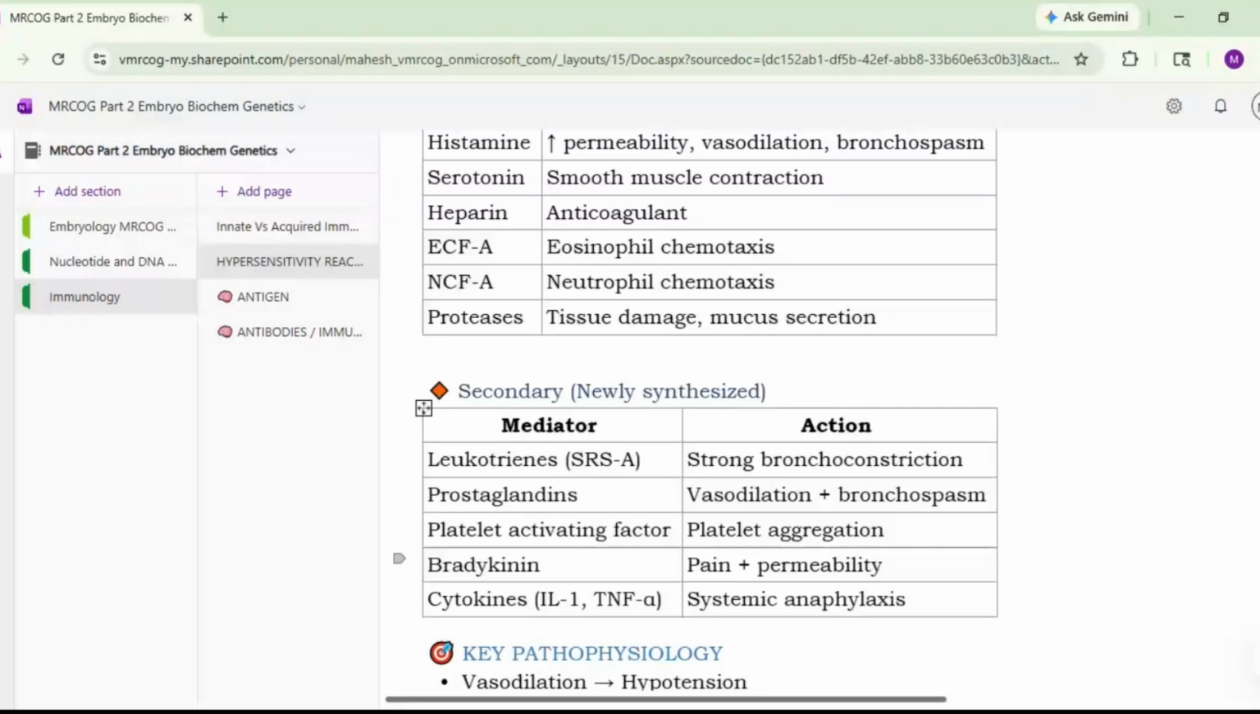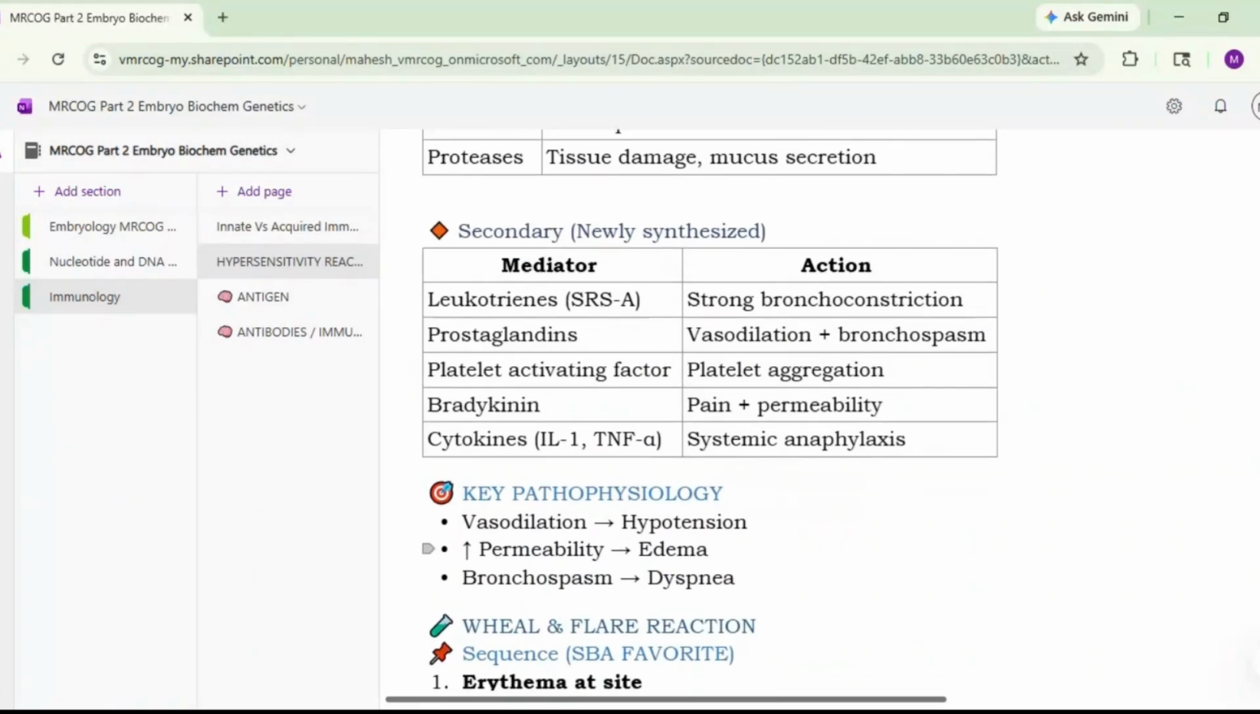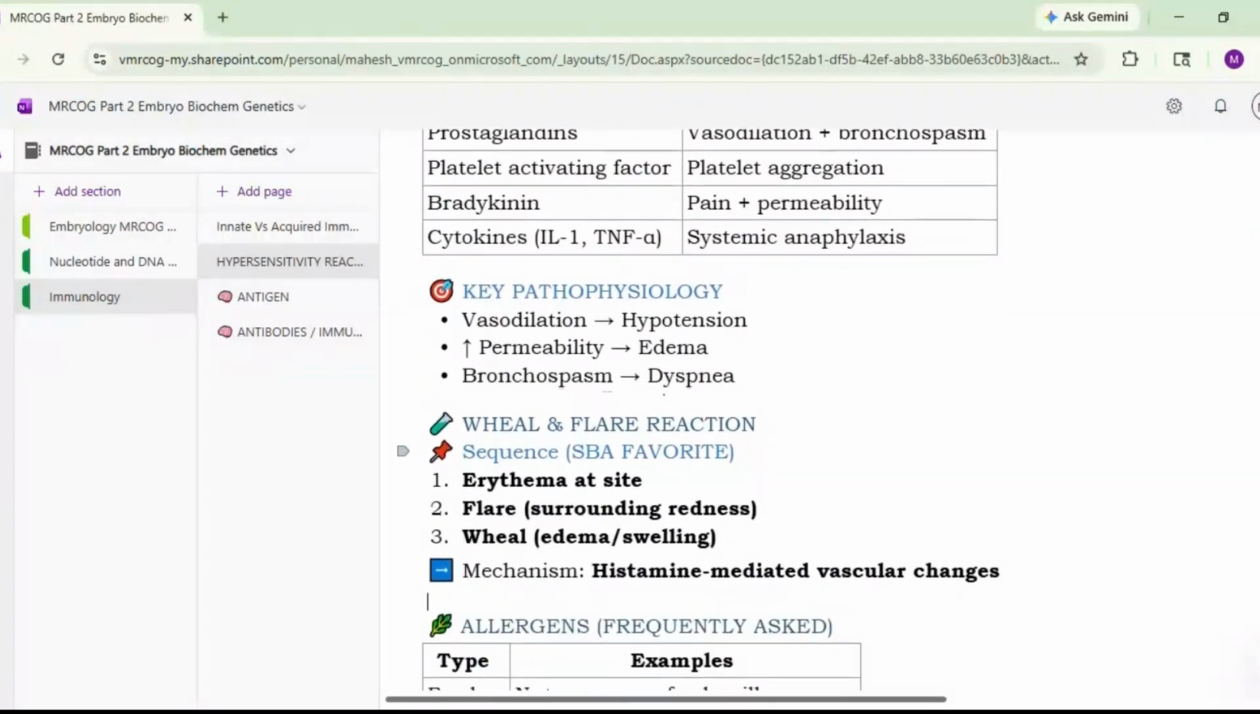Then there is bradykinin, which causes pain plus permeability, and cytokines like IL-1 and TNF alpha will lead to systemic anaphylaxis. The vasodilatation will lead to hypotension, increased permeability will lead to edema, and bronchospasm will lead to dyspnea. Then there is a wheal and flare reaction.